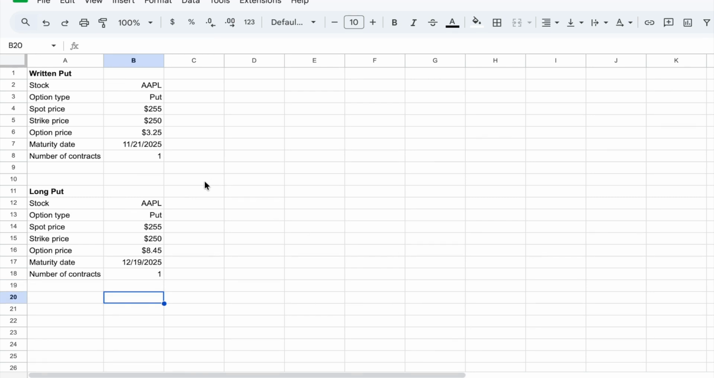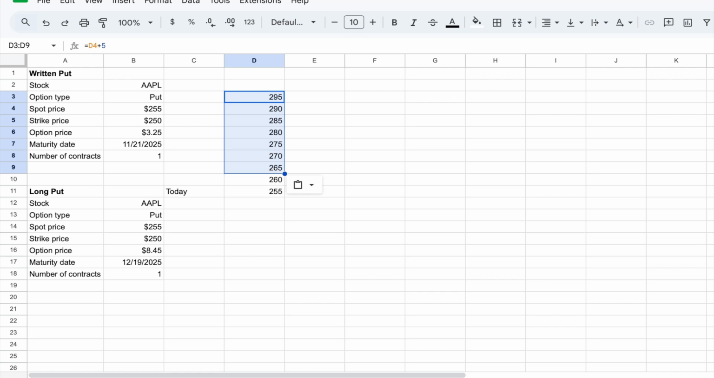Let's create a scenario analysis for the written put option. We will increment the spot price by $5 going up and going down. The exercise value for the written put is especially important for this strategy, simply because this is how we are hoping to make a profit. We are expecting that the written put option with the near-term maturity date will expire worthless.